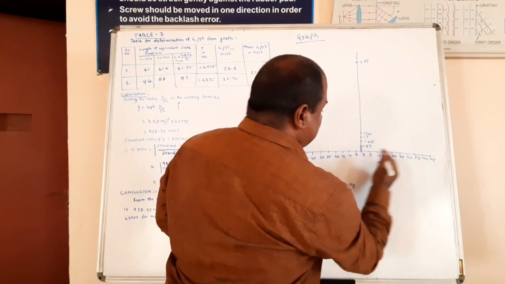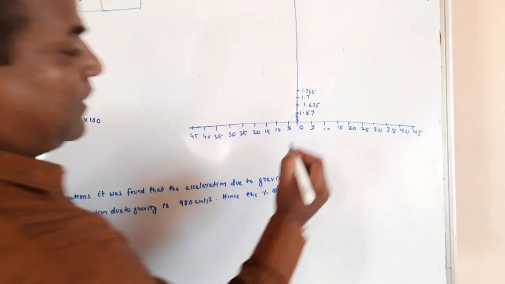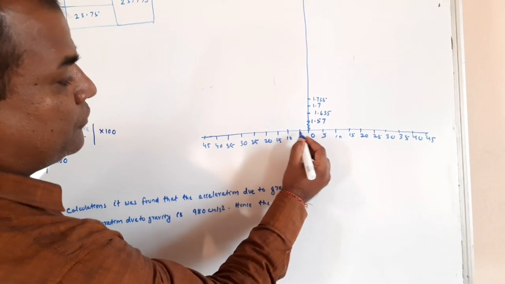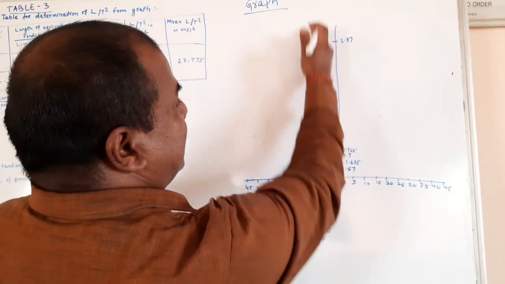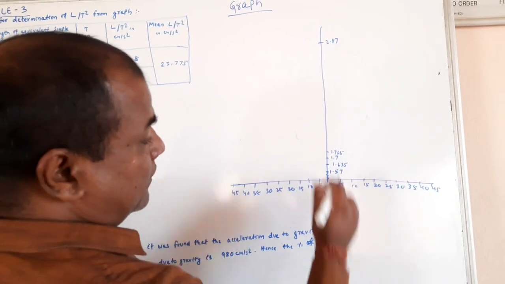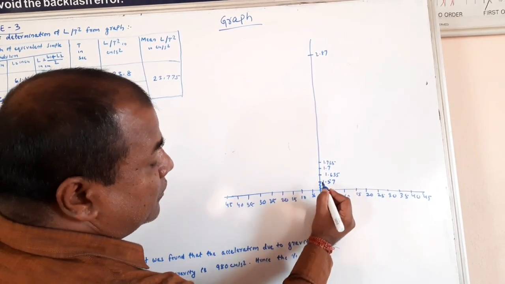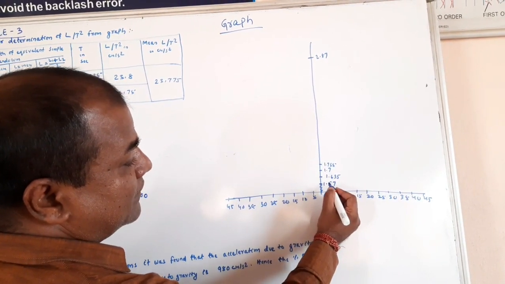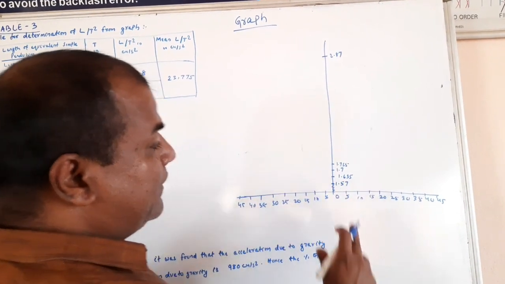On the right side, see here 0, 5, 10, 15 up to 45. On the left side also 0 to 5, 10, 15, 20 up to 45. On the y axis, we will take the time period for 1 oscillation. So your first point is 1.57, then the second is 1.635. How will we find this? Let us see here.